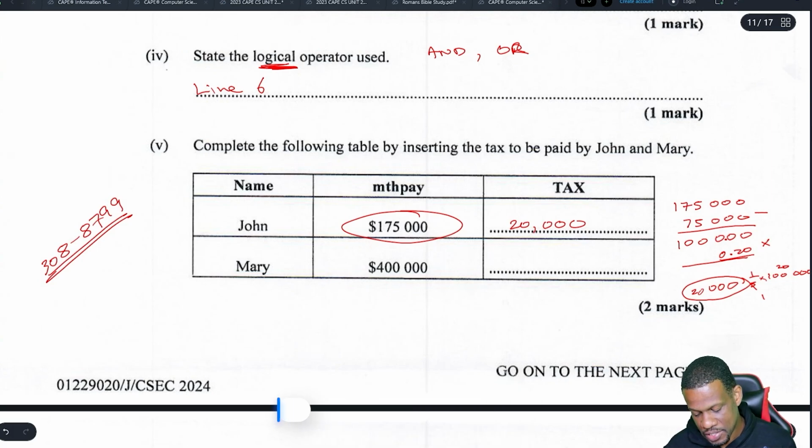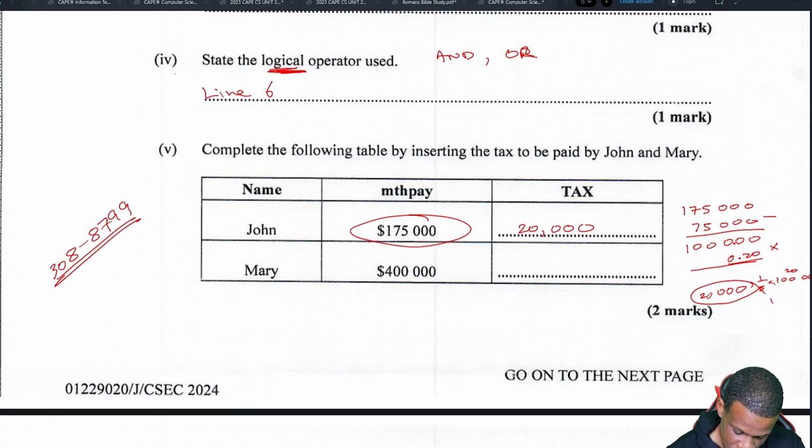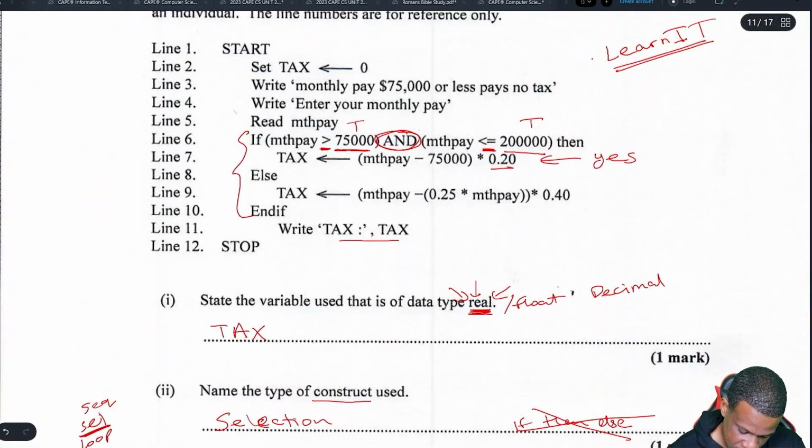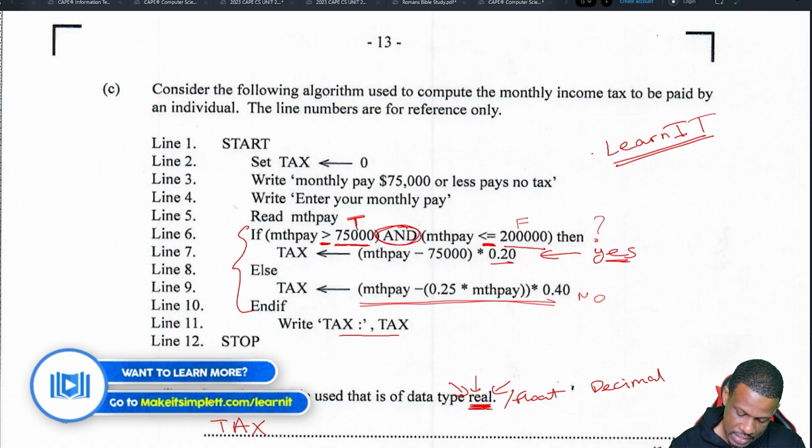I guarantee you that many students fumble this just because they made you do maths. Alright, so this one is 400,000. Let's see if it fits the characteristics. Is it greater than 75,000? True. And it's less than 200,000? No, it's false. So because this part is true and this part is false, we have to do this calculation because it doesn't meet the criteria for yes. This is the answer if the answer is no.